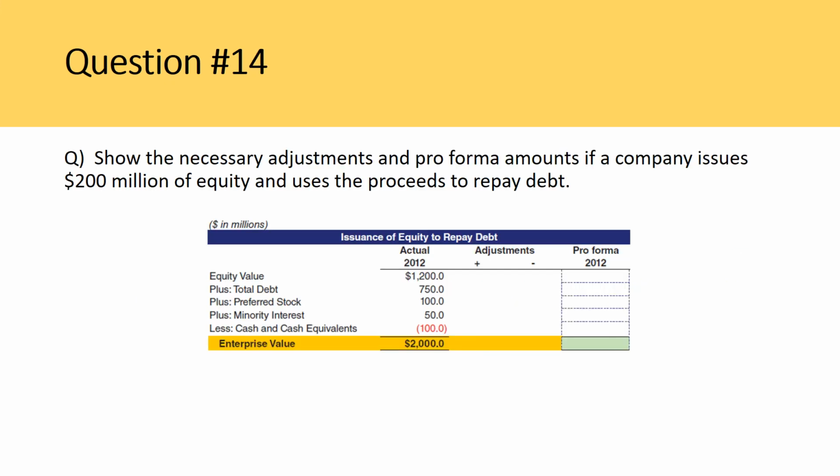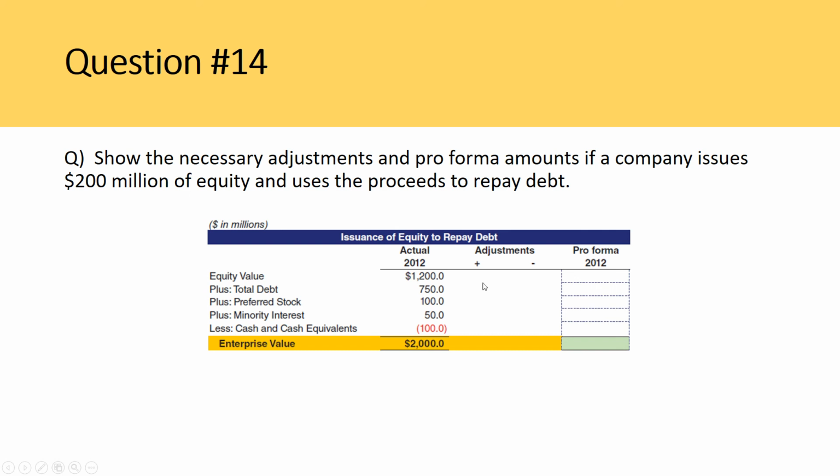Question 14. Show the necessary adjustments and the pro forma amounts if a company issues $200 million of equity and uses the proceeds to repay debt. So this is an enterprise value question, and it perfectly displays number-wise how enterprise value is unrelated to the capital structure. So in this case, the company issues $200 million in new equity. So it raises that money and then uses it all to pay down debt. So we know that the adjustment, first of all, total debt will decline by 200, right? So the first adjustment will be 750 minus 200, so we will have $550.